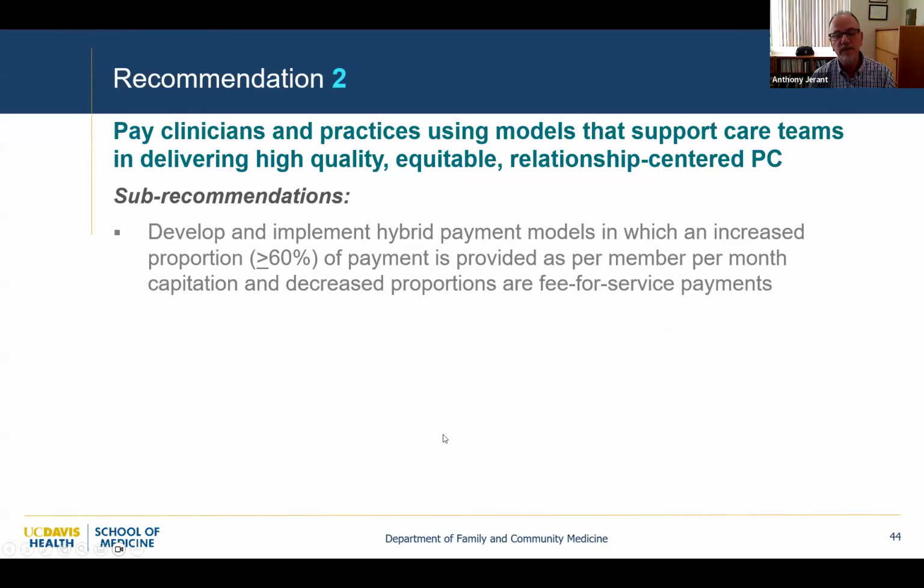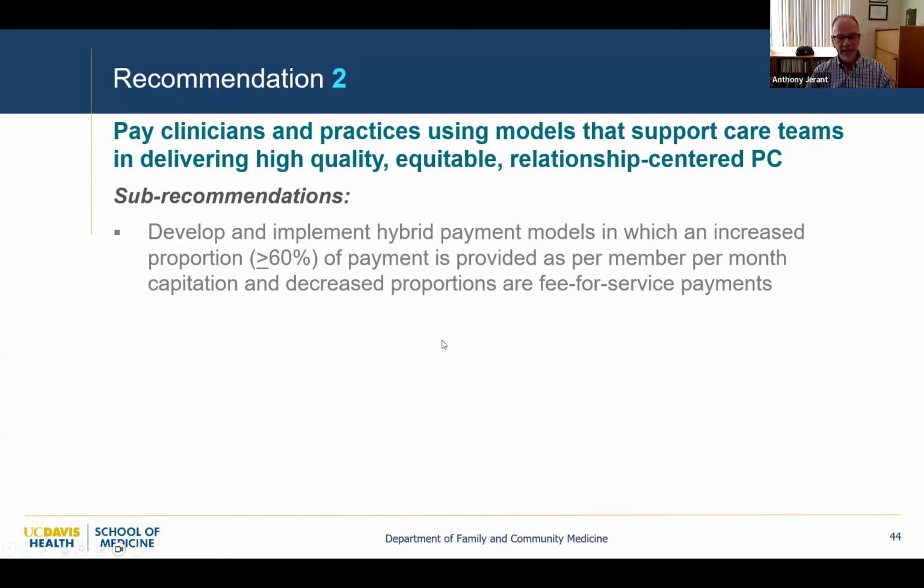Recommendation 2: pay clinicians and practices using models that support care teams in delivering high quality, equitable, relationship-centered care. So this is, again, related to that hybrid model discussion. One interesting, more specific thing that came out of this, and that was Russ Phillips and others who had some experience with looking at and modeling this, is that at least 60% of the payment, they felt pretty strongly, and we ended up adopting this, should be provided as a more global type of payment upfront, either per member per month or some other global way of paying, and much less needed to be fee for service.